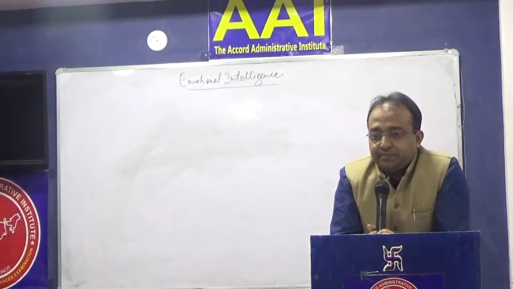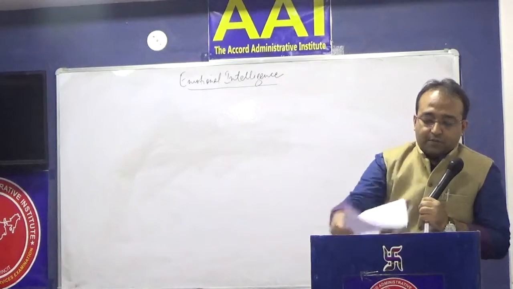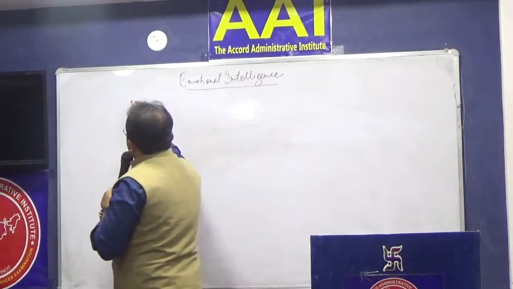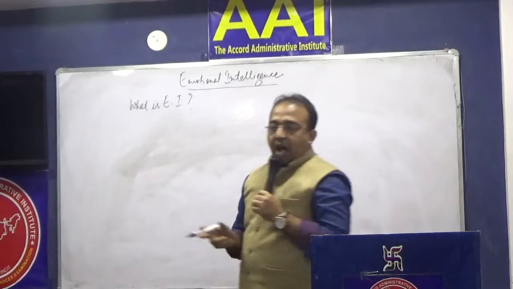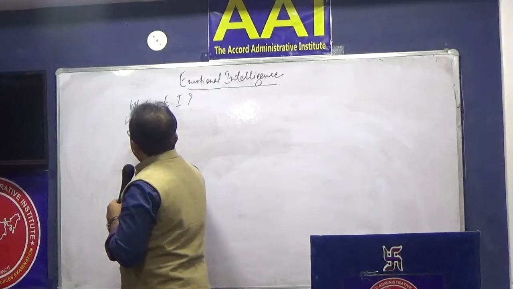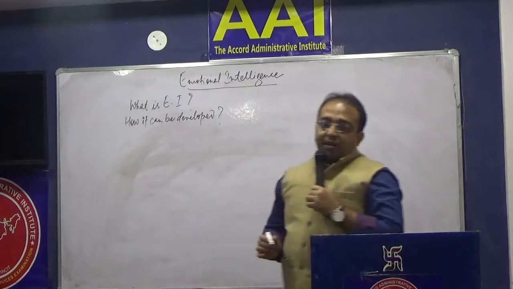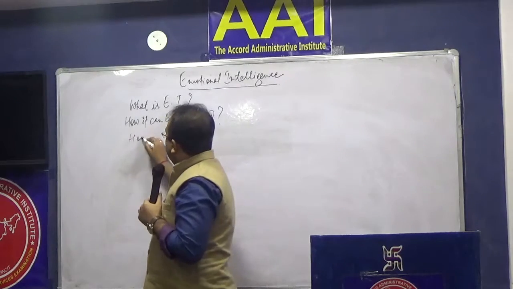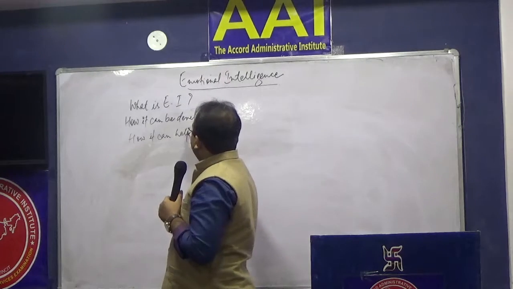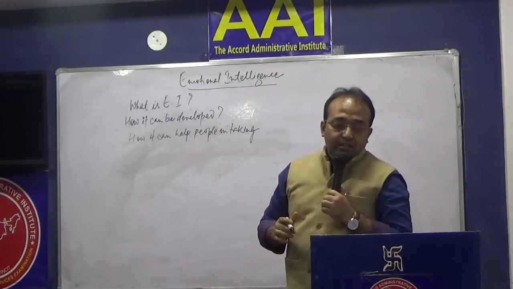So what will you write in this? Tell me first, what will you write in the first part? So what is the first part? First part is saying what is emotional intelligence. Second part is saying how can it be developed among people, and third part is saying how it can help people in taking ethical decisions.